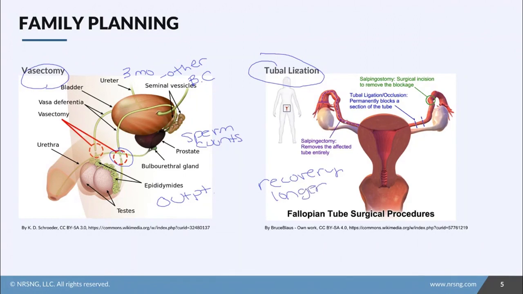This is a good option for a woman that has had a C-section and it's her last baby that she wants to have. While they're already in there from doing the C-section procedure, they could go ahead and do it. But there's going to be far more pain with a tubal ligation for recovery, and longer recovery, than with a vasectomy. So just important to remember.